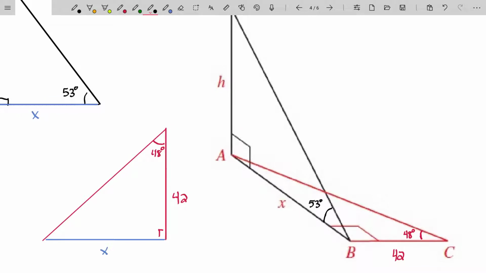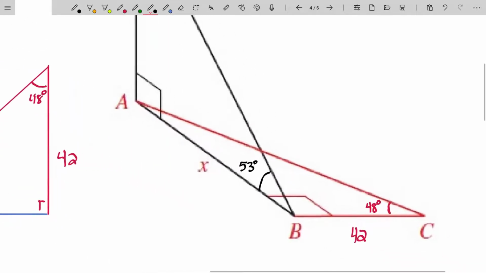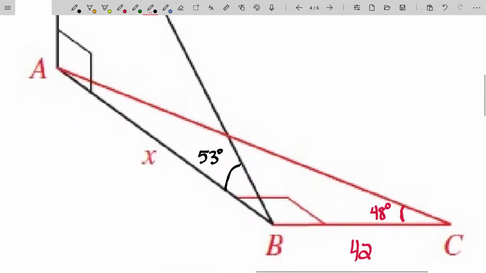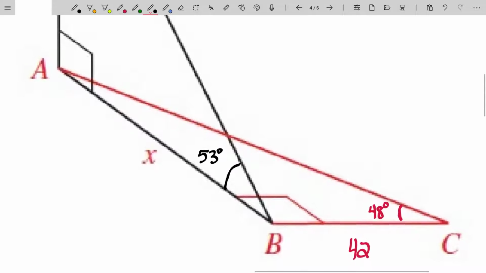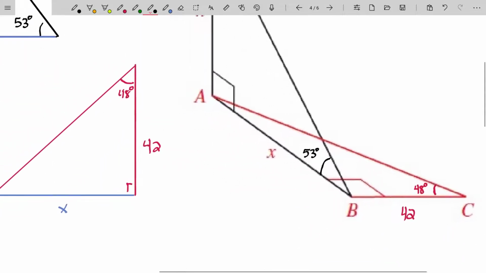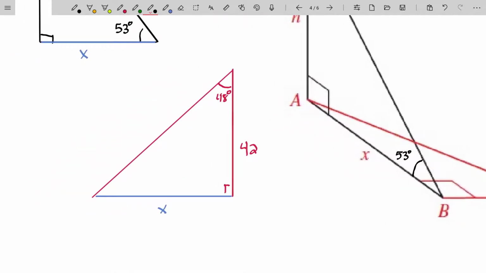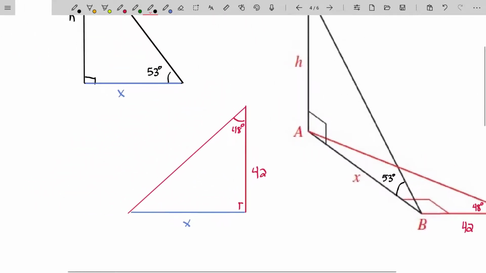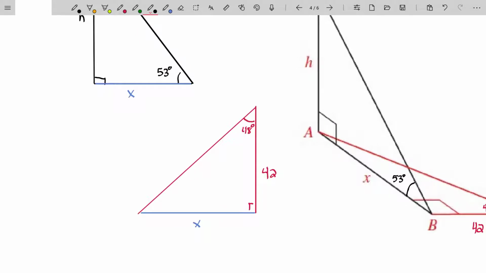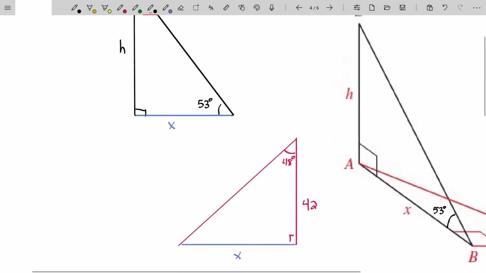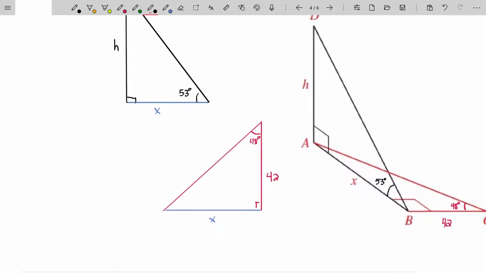They both share the side length X. And so when I drew the triangle that's on the floor here, which is with the 42 side length, the X side length, and the 48 degrees, I also have that shared side length X as blue. By the way, these angles are accurate. So that's actually a 48 degree angle, and that's a 53 degree angle. I just thought I'd tell you that.